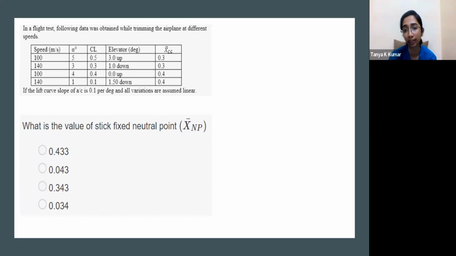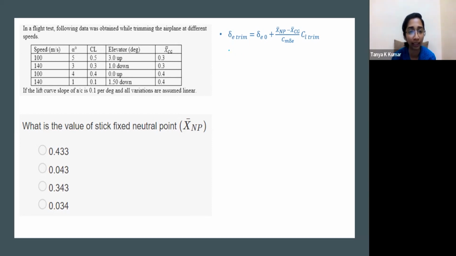Can someone tell me how we'll proceed with this question? You have 4 sets of readings: speed, angle of attack, CL, elevator deflection, and CG location. They've asked you to find the neutral point location. Okay, so we know this equation, delta E trim equals delta E naught, the equation that we just used in the previous question. Now we'll take a few values and see how this equation looks.